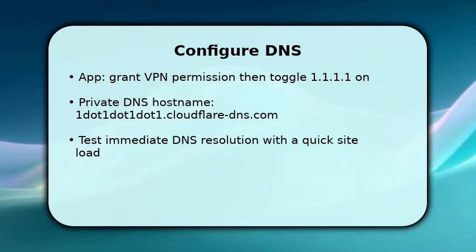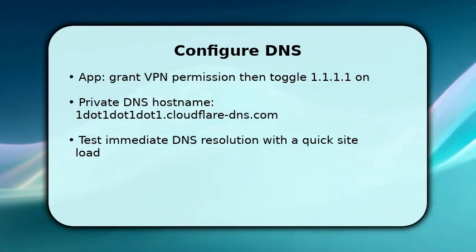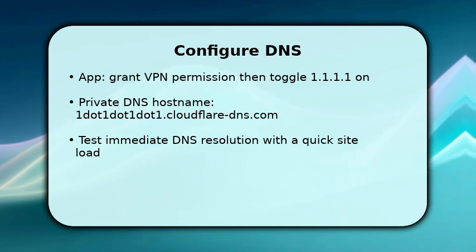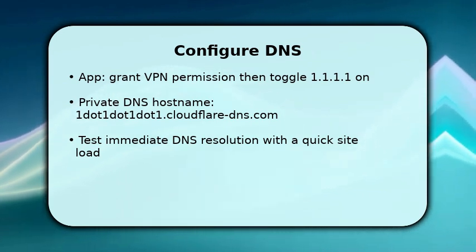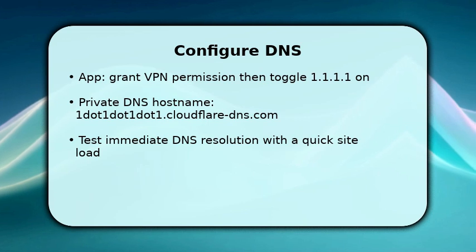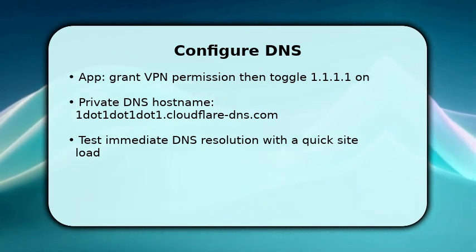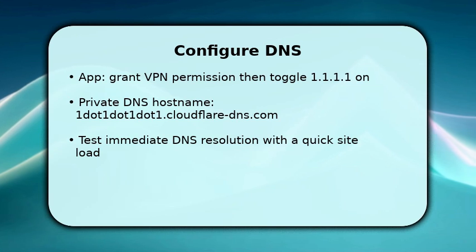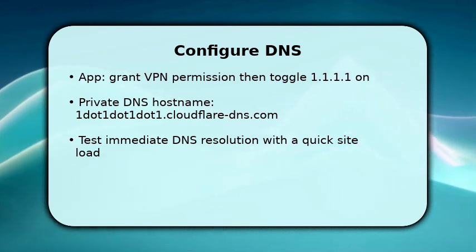If you use the app, open it and accept the VPN prompt. This securely directs DNS through Cloudflare. Turn the toggle on and optionally enable Warp if you want encrypted traffic. For system private DNS, go to Network and Internet, Advanced, Private DNS, and enter 1.1.1.1.